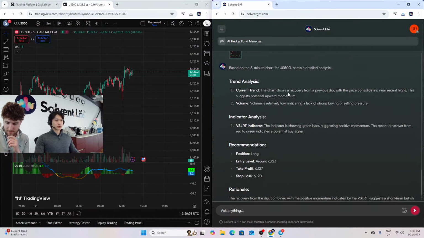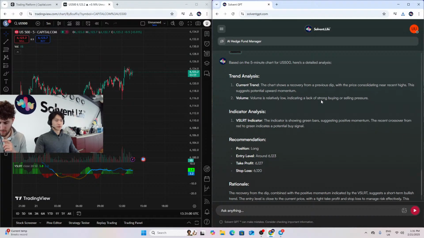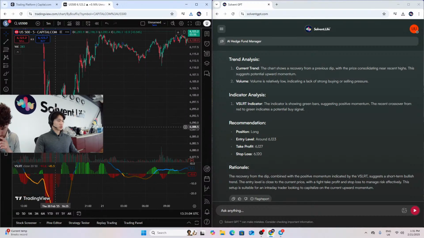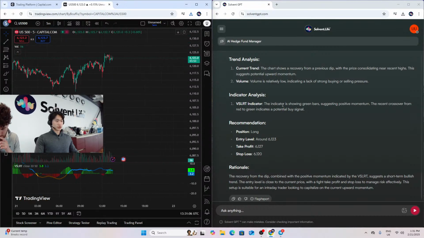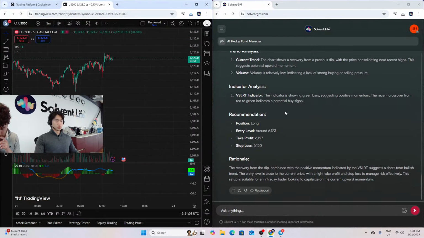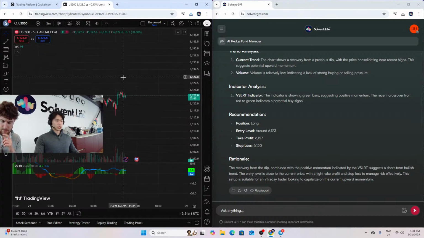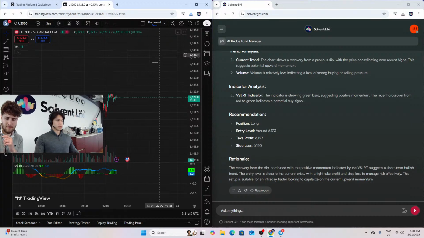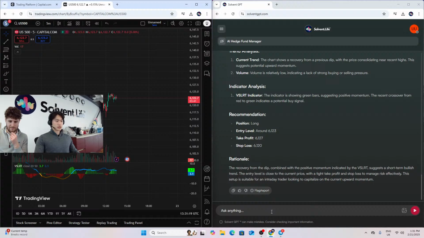Chart shows a recovery from previous dip, right? So that's what we're seeing here. That's the dip. And we're seeing this recovery here. So it says go long and enter 6123 where we are now. Take profit 6127 up here. That's a very tight take profit.